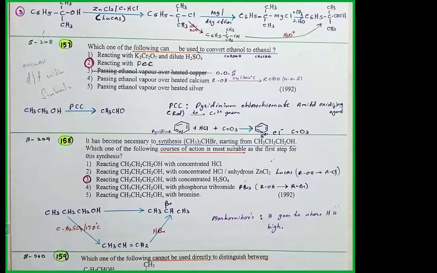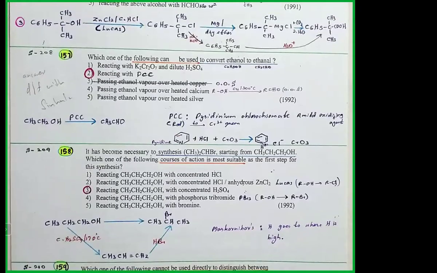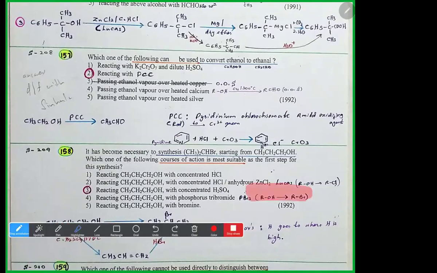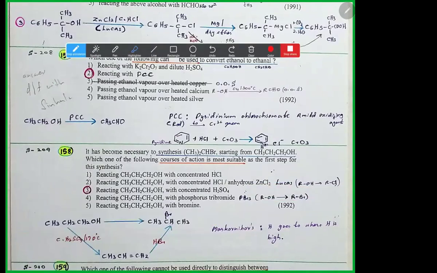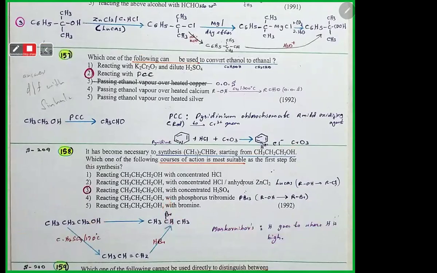158, to synthesize this compound. This compound is, I'm not sure, so I'm just writing it as this. Starting from this one here. This is the initial. Remove the OH, then just the Markovnikov addition of HBr. Hydrogen goes to the carbon where hydrogen is high. 158, answer 3.